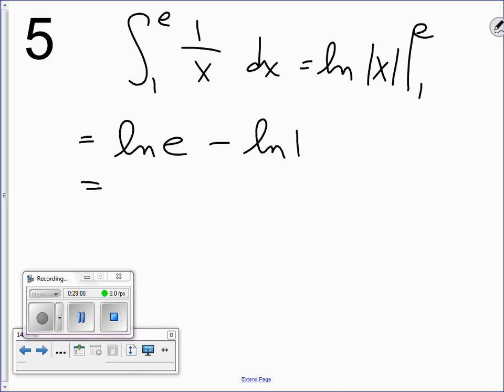Who remembers what the natural log of e equals? 1. What about the natural log of 1? 0. Look at this answer. 1.